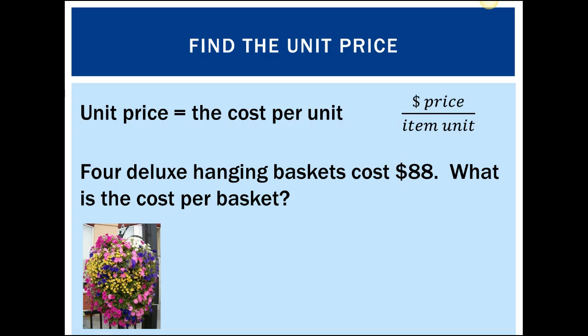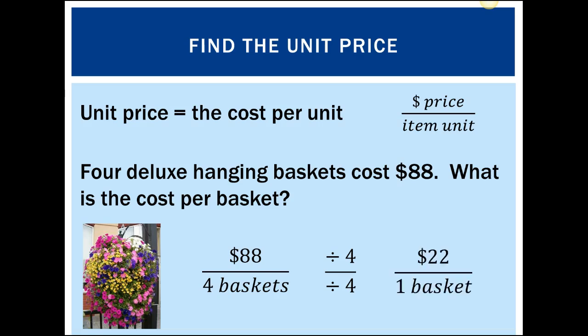4 deluxe hanging baskets cost $88. What is the cost per basket? Since we were finding the cost per basket, we know that the cost or the price goes on top and the number of baskets goes on the bottom, even though that's opposite of the order that they're given in the word problem. The first thing we will do is write our ratio of $88 for 4 baskets. Since we need a denominator of 1, we will divide by 4. Once we divide by 4, we learn that it costs $22 for 1 basket.